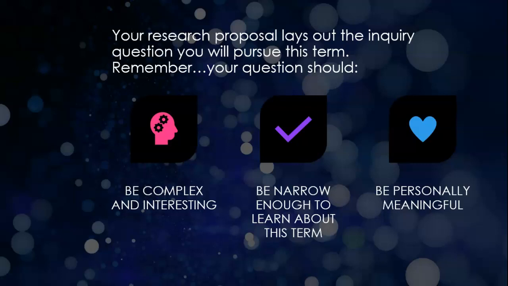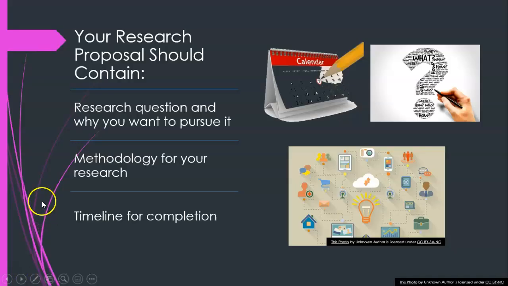It also needs to be narrow enough, though, that you can learn about it and write about it this term, right? You only have between now and mid-December to write this paper. It seems like a really long time, but in actuality, it goes by quickly. So those are the things that I want you to remember about the research question itself. Your research proposal, so the document where you lay out your research question, should contain 3 things. Mainly, your research question or series of related questions, sub-questions, and why it is that you want to pursue that question. What's in it for you?